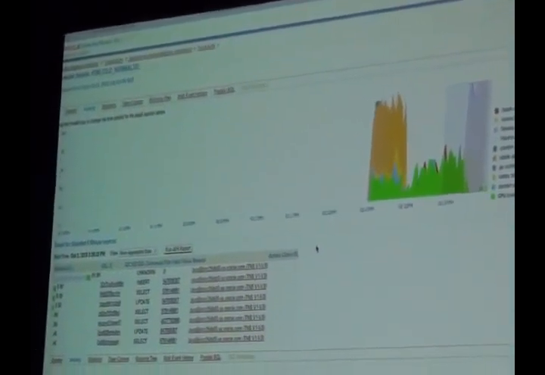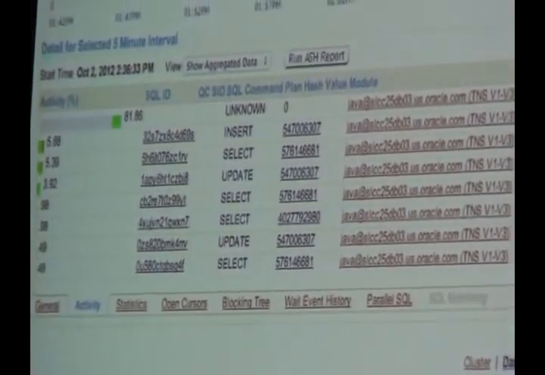Okay, so when we're looking at the session, there's actually a button up on the top right that allows us to enable SQL trace for the session.